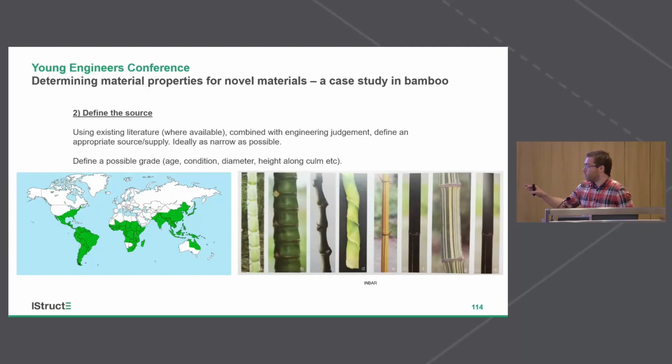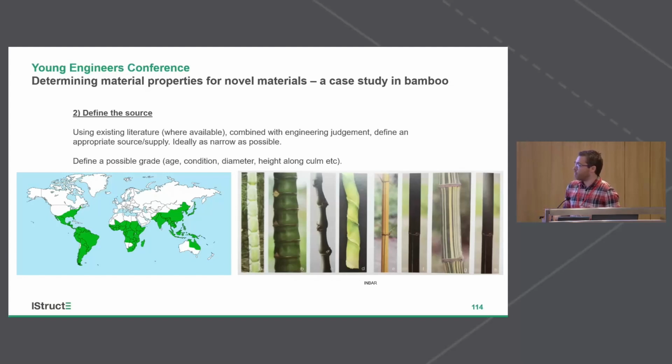Bamboo, for example, has different strengths in different species. For different species, the strengths will, of course, vary, but equally, geographically, for the same species, the strength will vary, just like timber. And even within one country, the strengths will vary depending on the soil condition, depending on the exposure to wind and so forth, altitude, heat. So there's a lot of variables.